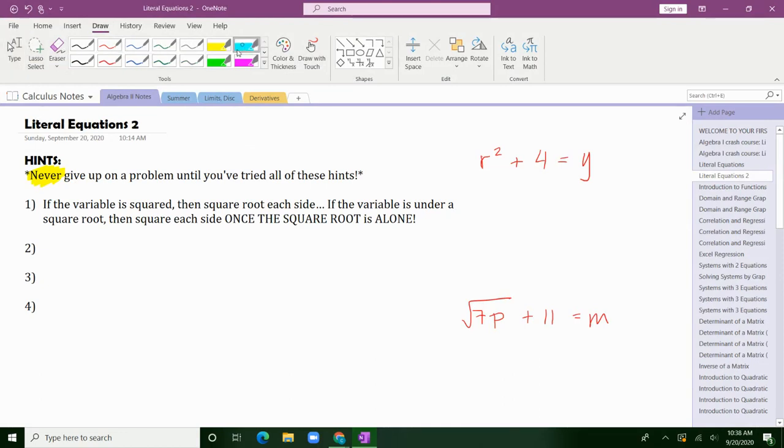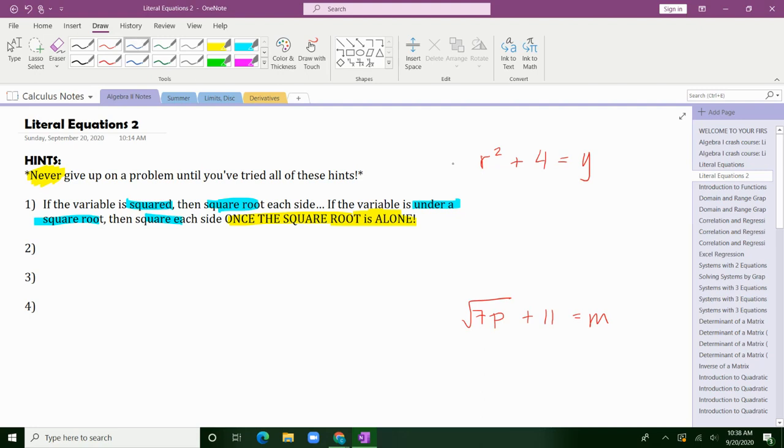I kind of added something else to it. If the variable is squared, you're going to square root each side. Those are inverse operations. If the variable you want is under a square root, then you're going to square each side. And I'm going to talk about why I put this in capital letters once the square root is alone, or I guess I should say once the squared term is alone.